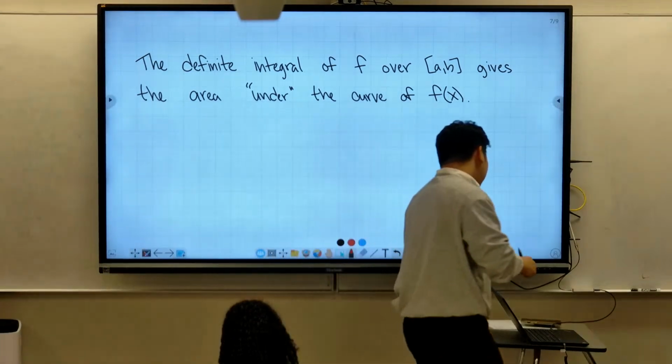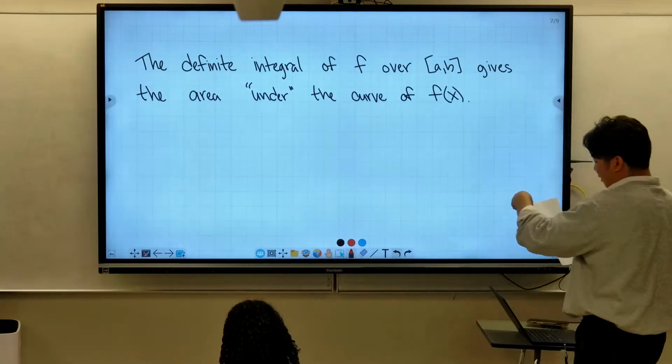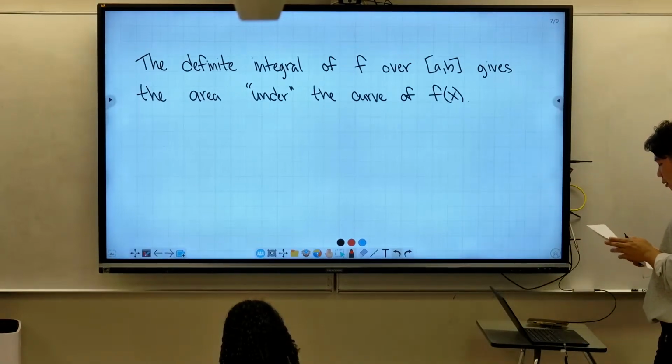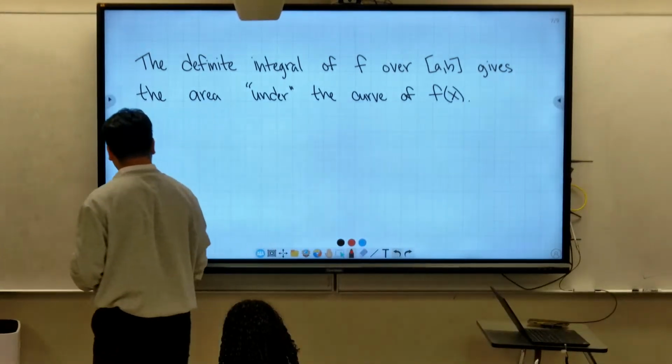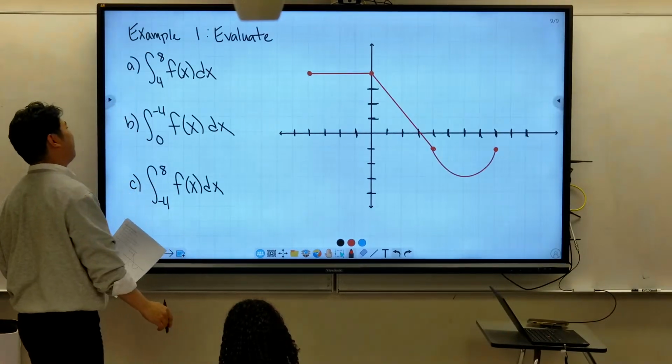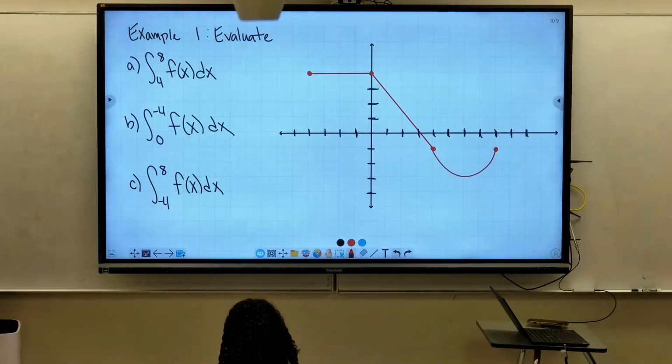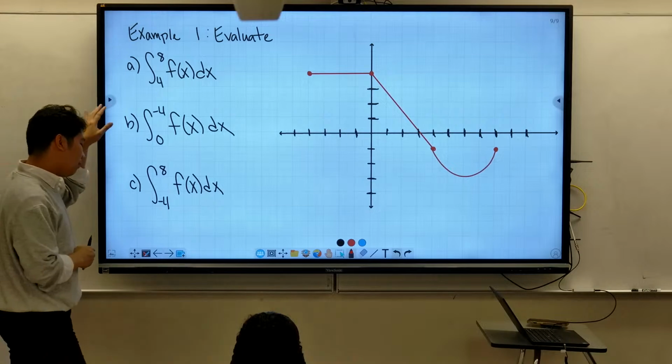All right, so we have finally defined the definite integral. Now, let's go ahead and do an example of this using a graph. So here I have a graph, and I want you to evaluate these three definite integrals. I didn't tell you what f is, but I gave you a picture of it. So starting off with part A, this is the part where you can start writing now if you'd like.